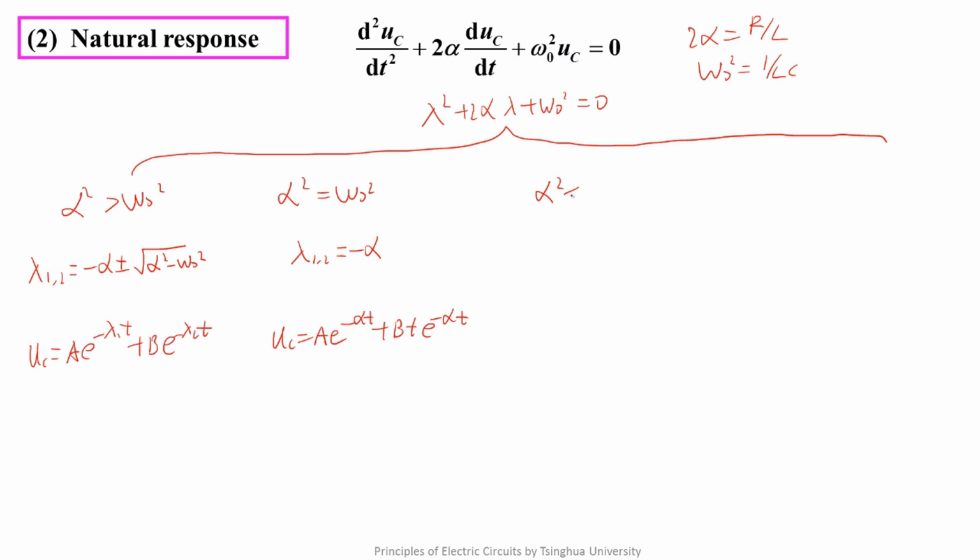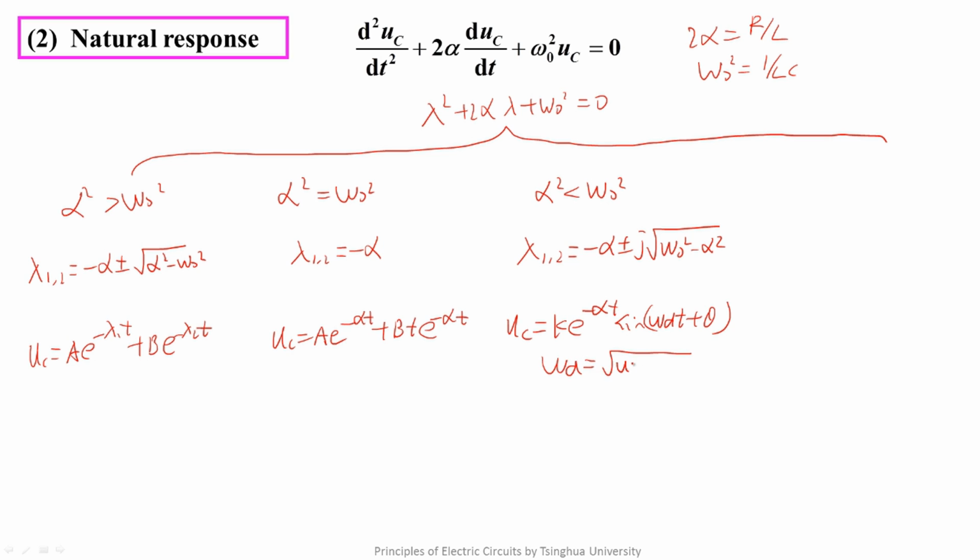The third case is alpha square less than omega 0 square. We know that the equation has two conjugate complex roots, that is lambda 1, 2 equals minus alpha plus minus j times square root of omega 0 square minus alpha square. According to the previous discussion, in this case the general solution can be written in the form of uC equals K times e to the power of minus alpha t times sine of omega d t plus theta, where omega d is defined as the square root of omega 0 square minus alpha square. We will also give the definition and discussion about omega d later.